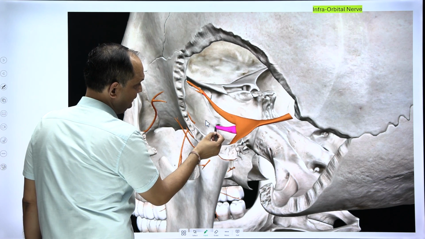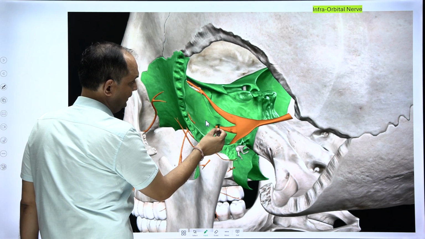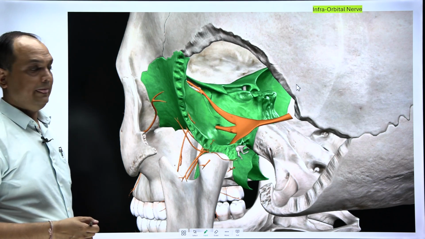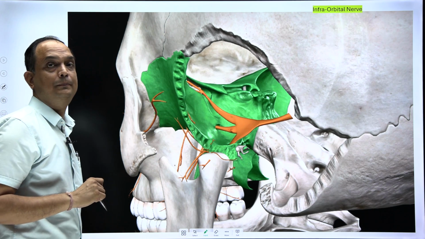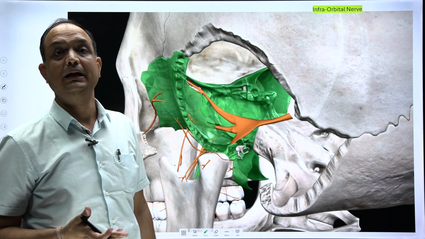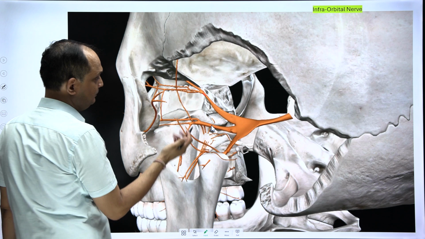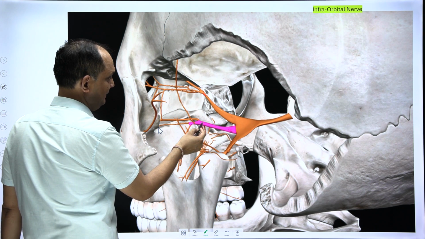Now this maxillary nerve enters into the foramen rotundum of the sphenoid bone, and once it passes through this, where is it going to open? It is going to open into the pterygopalatine fossa. So we have removed the bone. Now you can see that this is your maxillary nerve.